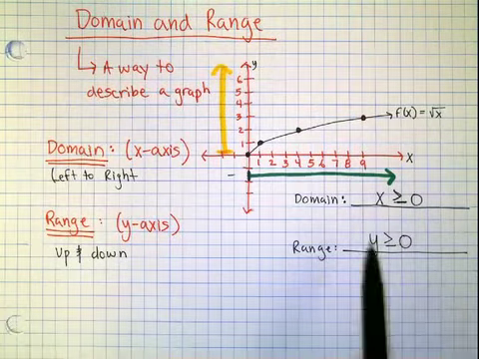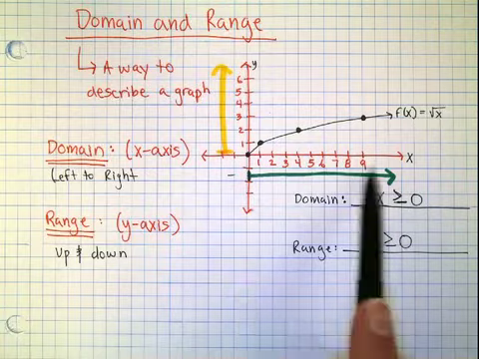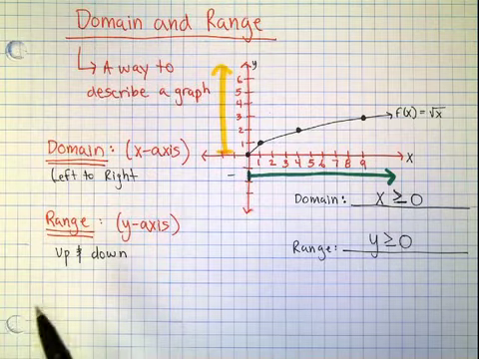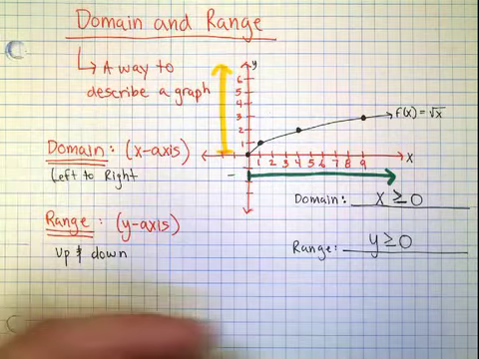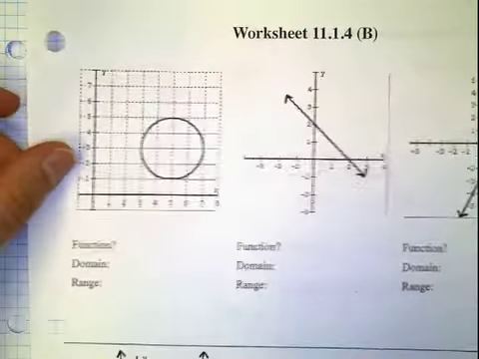It says that all the y values are positive and going up, and all the x values are positive. There's no negative numbers in this graph. There's my domain and range. Let me show you, this comes from a worksheet, but some other types of graphs.